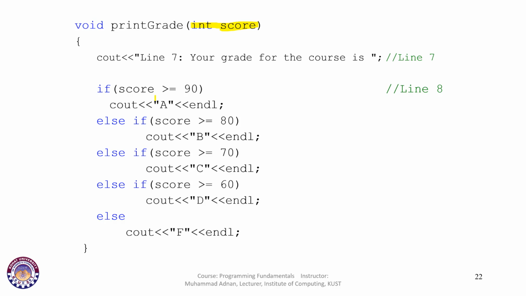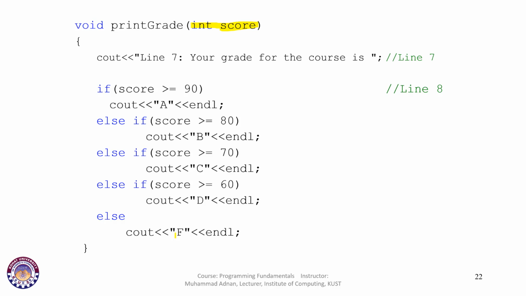If score is greater than or equal to 90, then print A. It means that you got an A grade. Else if score is greater than or equal to 80, then we print B. Else if score is greater than or equal to 70, we print C. Else if score is greater than or equal to 60, we print D. Else for the rest of the scores we print F.